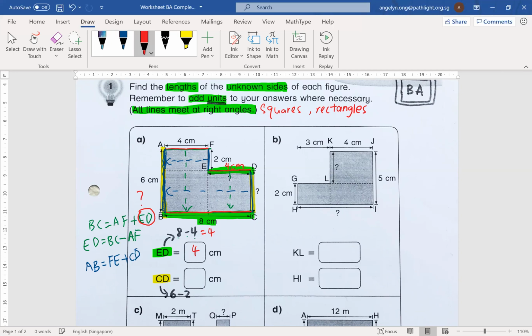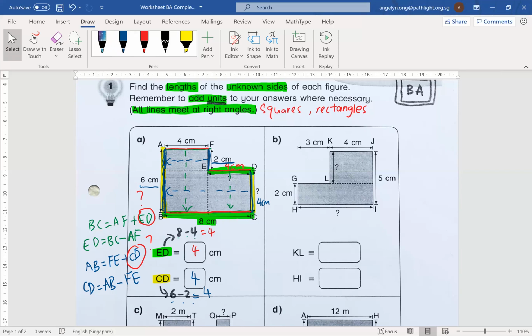And we need to find CD. This is our question mark. So to find CD, I can take AB minus FE. And that's why the working here is 6 minus 2. Because AB is 6 cm, and I take away FE, which is 2 cm. And I get my question mark of how many cm? 4. Because 6 minus 2 equals 4. Okay.